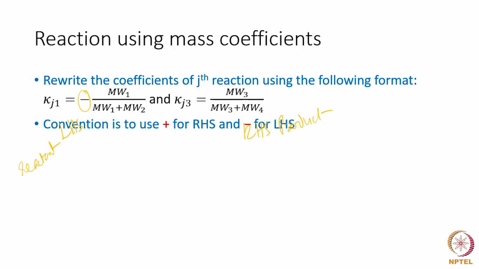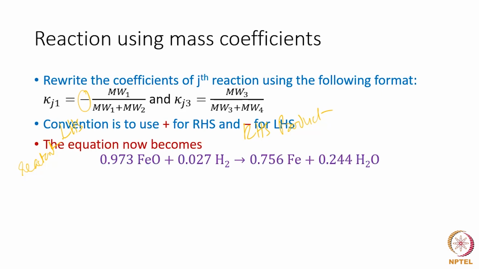So the convention is to use plus sign for RHS and minus sign for the LHS, and so the equation now can become as follows: 0.973 FeO plus 0.027 H2. That is essentially saying that 0.973 grams of FeO would react with 0.027 grams of H2 to give rise to 0.756 grams of iron and 0.244 grams of H2O.